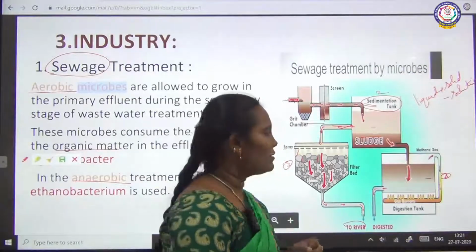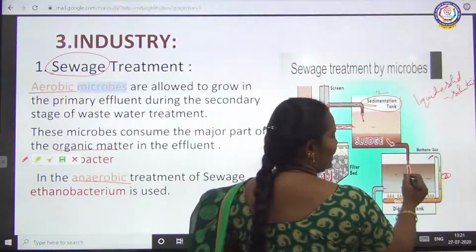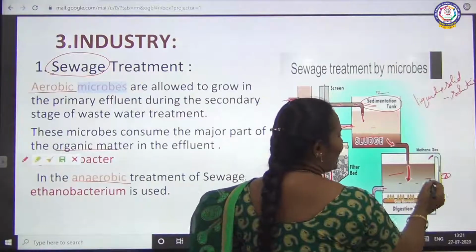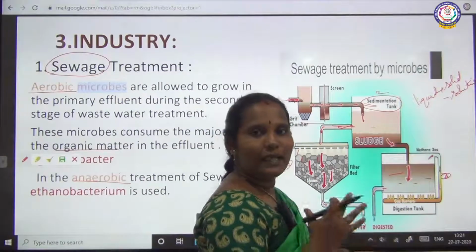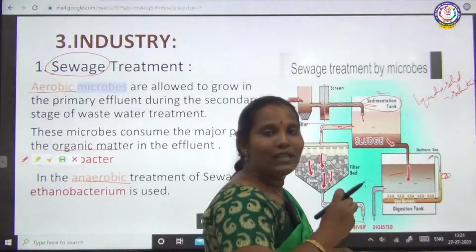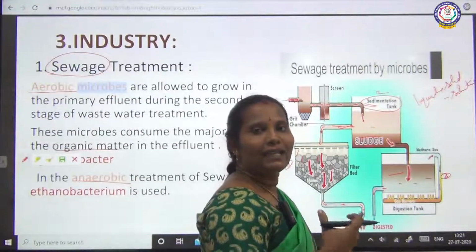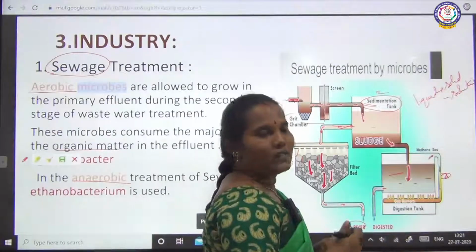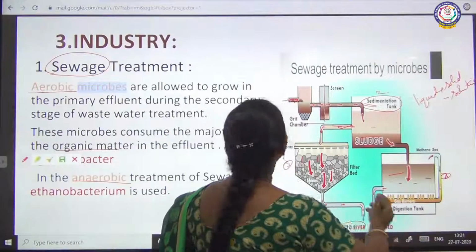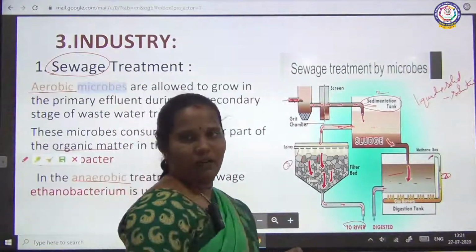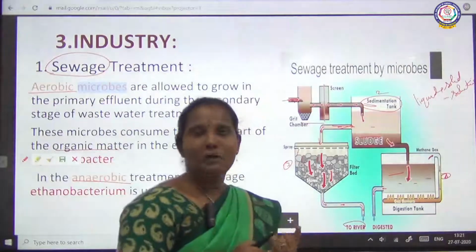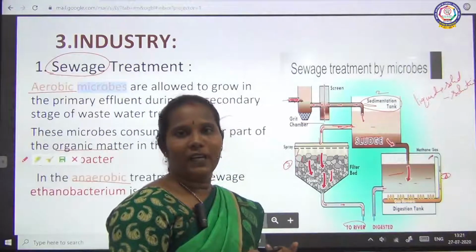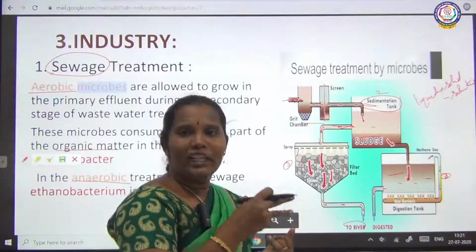What is the digestion tank? The solid particles are allowed here. Some microbes are added in this tank. These microbes digest all the organic matter. Then they purify that water. This process is called sewage treatment. Are you clear, children? Some microbes are added into the wastewater. These microbes digest the waste particles.